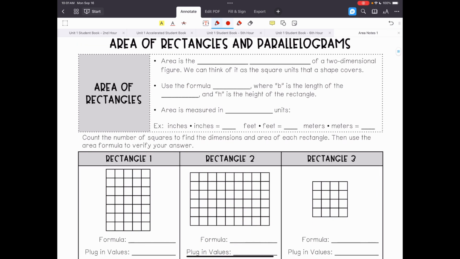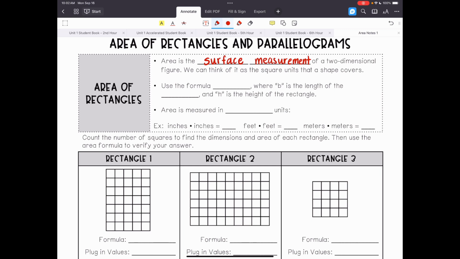So area of rectangles. Area is the surface measurement of a two-dimensional figure, okay? So that means it's a flat figure. It's like something that's laying down on your table on a piece of paper. It doesn't have any upwards width to it or height to it like a box would have. So it's just a flat square, rectangle, parallelogram, circles that are all just laying flat on your paper. That's what we're referring to when we're talking about a two-dimensional shape.